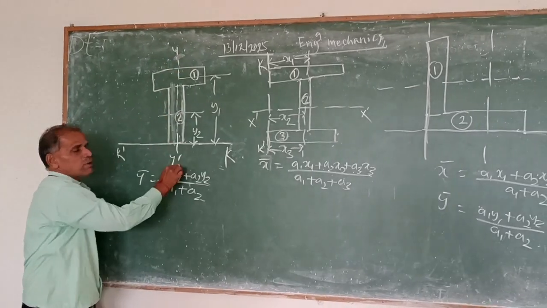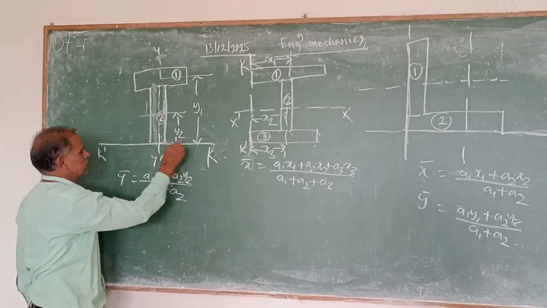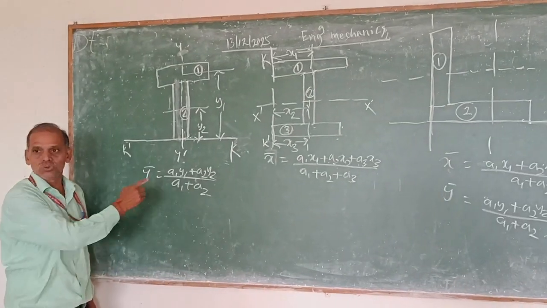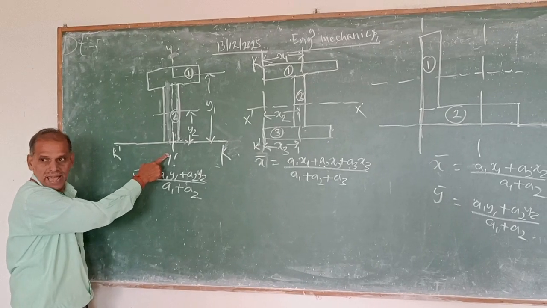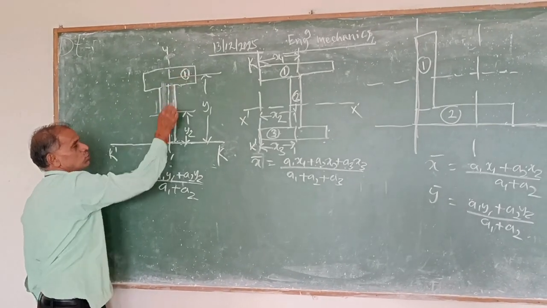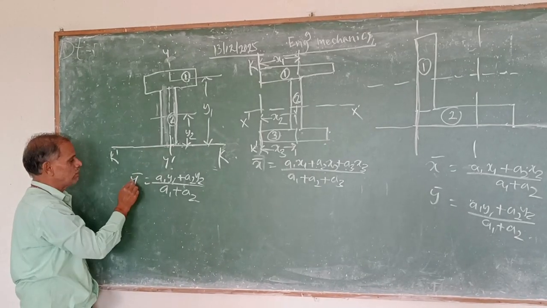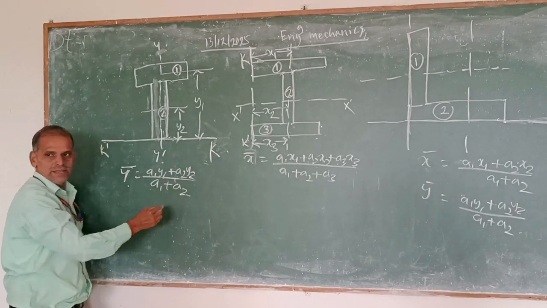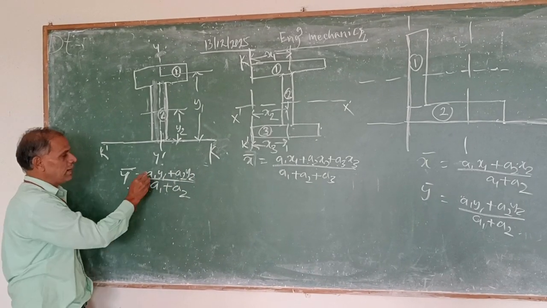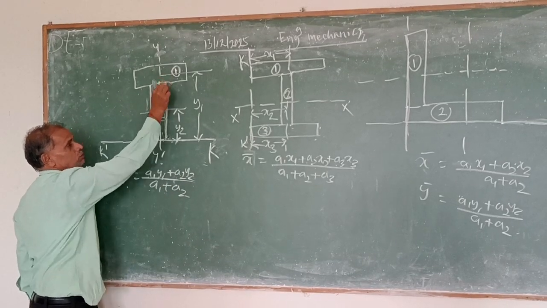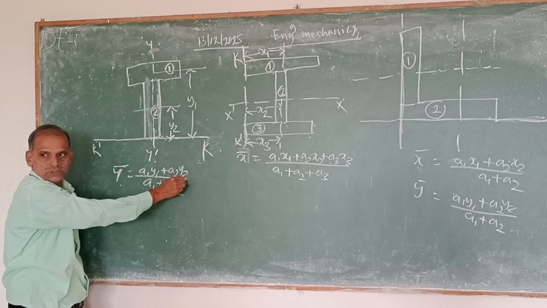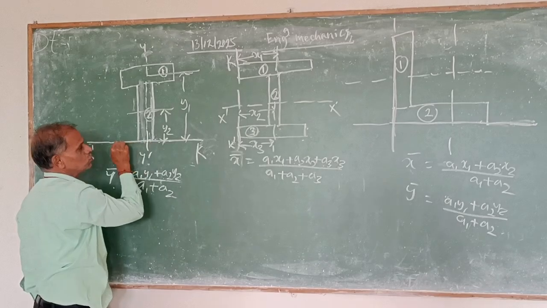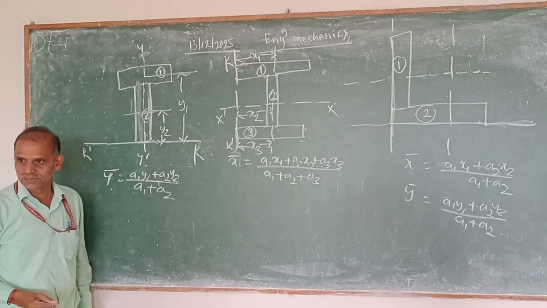Since it is symmetrical about the y-axis, we will take the reference axis in the perpendicular direction, that is K and K dash, as shown in the figure. In this case, we will have two parts, section 1 and section 2. We have to find y bar equal to A1 y1 plus A2 y2 divided by A1 plus A2, where A1, A2 are the areas of section 1 and section 2, and y1 and y2 are the distances of the centers of section 1 and section 2 from the reference axis K dash.